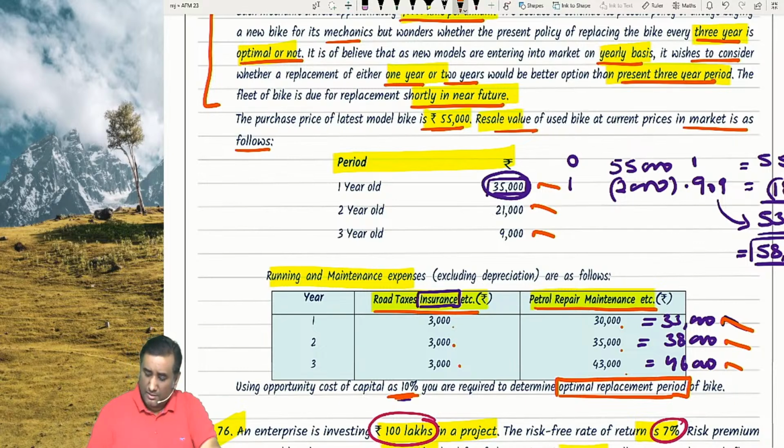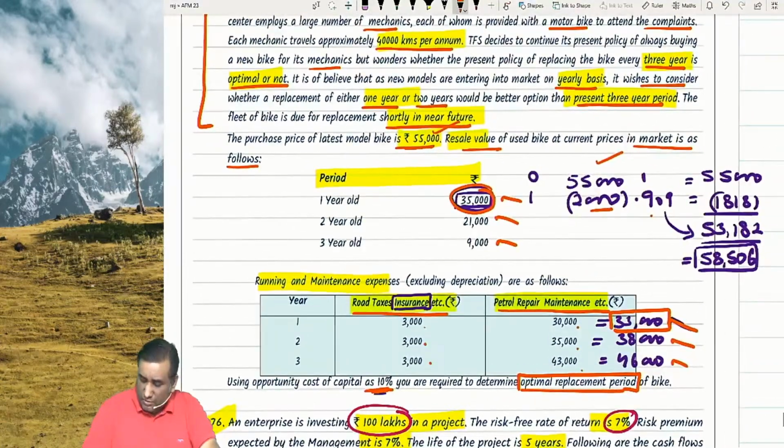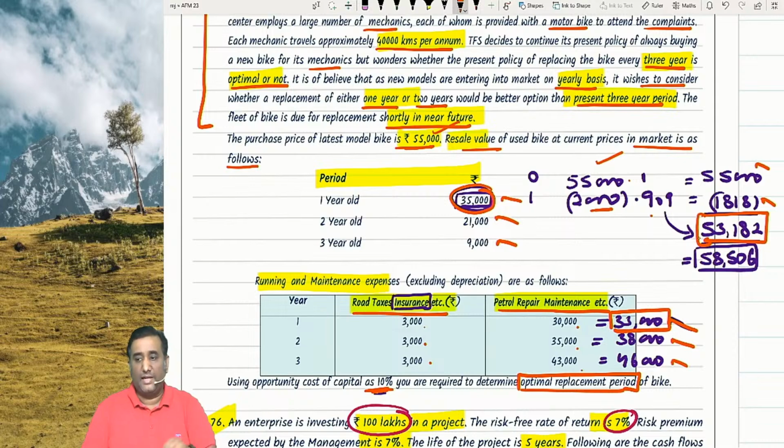What does it mean? If, for example, you buy something for 55 today, it's an outflow. Then you'll incur how much cost? 33. In resale value 35, net value 2000. So I have shown this here also. It's into period 1, then 0.909. This is in present value terms, and then divide by what factor? Since we are standing at period 0, the annuity factor is only 0.909. Divide by 0.909, you get 58,506.